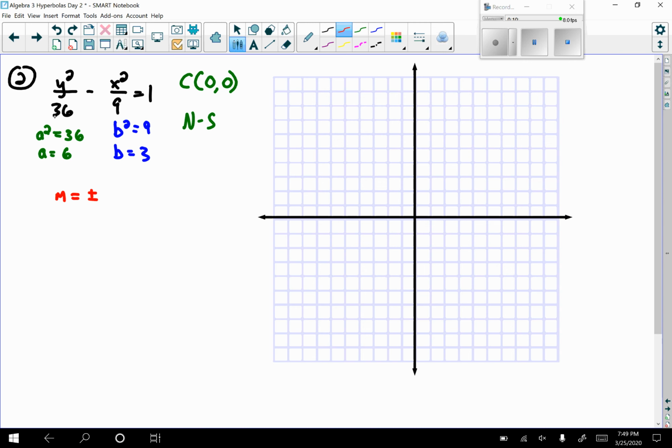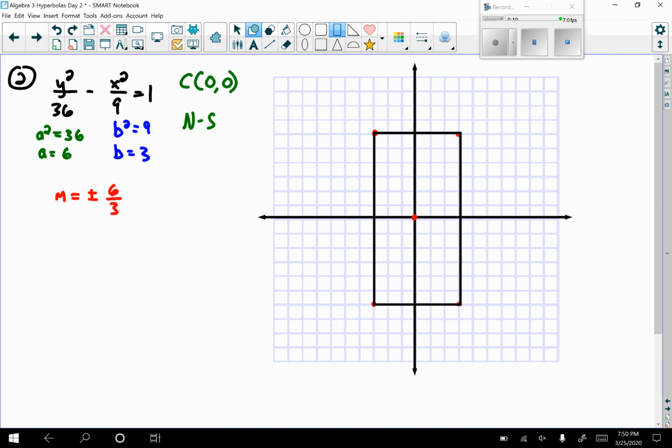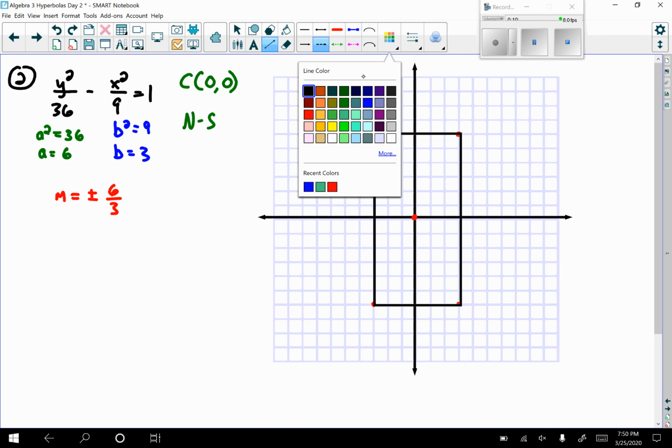So we're going to take the square root of 36. It's going to be plus or minus 6 over 3. Now, this is the one case I was telling you we do not want to simplify. Yes, the slope could be simplified, but we need it to stay 6 over 3 for the size of our rectangle. So for right now, I'm just going to leave it this way. Put our center at 0, 0. We're going to count up 6 and 3 to the right, up 6, 3 to the left, down 6, 3 to the right, down 6, 3 to the left, and we're going to draw our rectangle there. Okay, drawing our diagonals, our asymptotes that go directly through here.